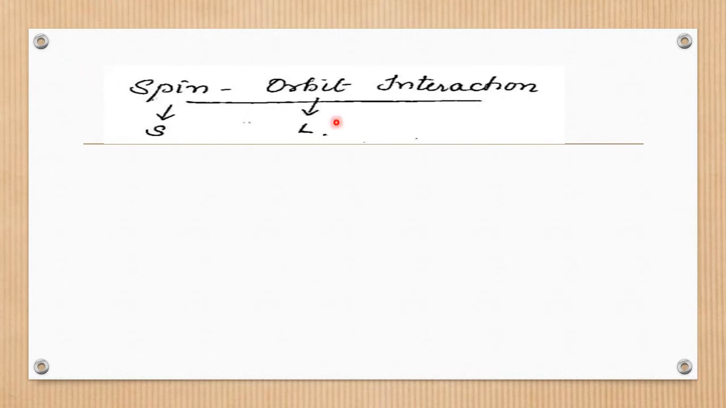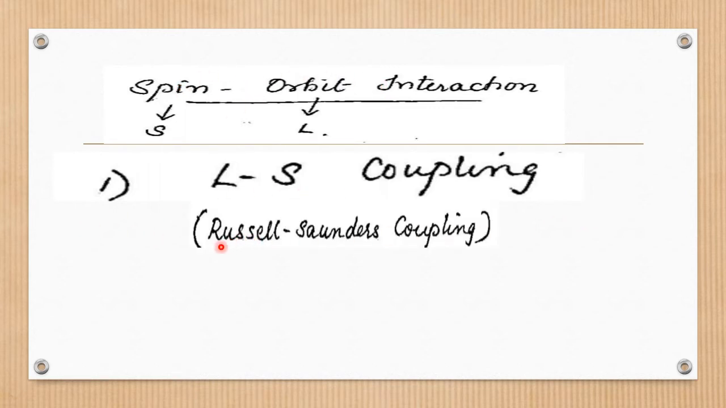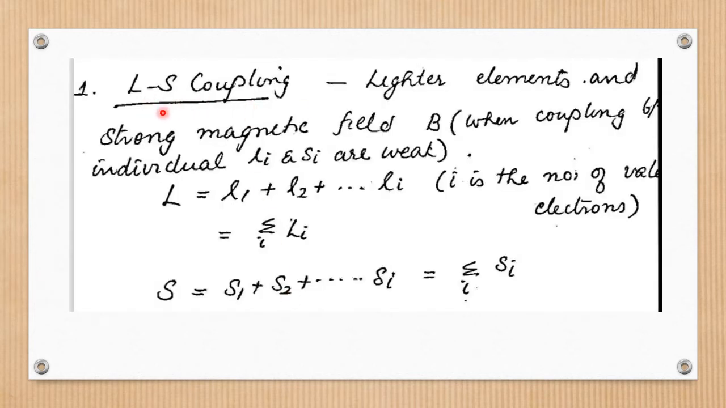So there is a spin-orbit interaction between the spin S and the orbital angular momentum L. There are two types of interaction between spin and orbital angular momentum. The first one is LS coupling, also called Russell-Saunders coupling. The second one is JJ coupling. These are the two incorporated in our system. The first one is LS coupling.